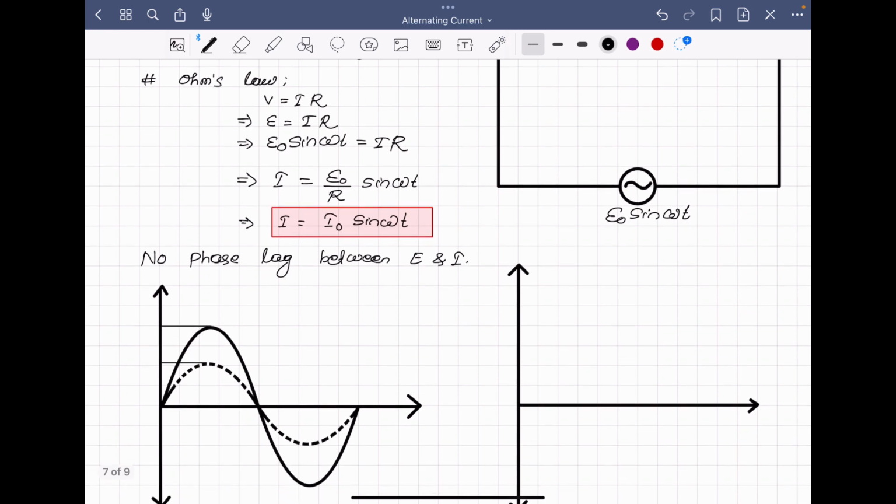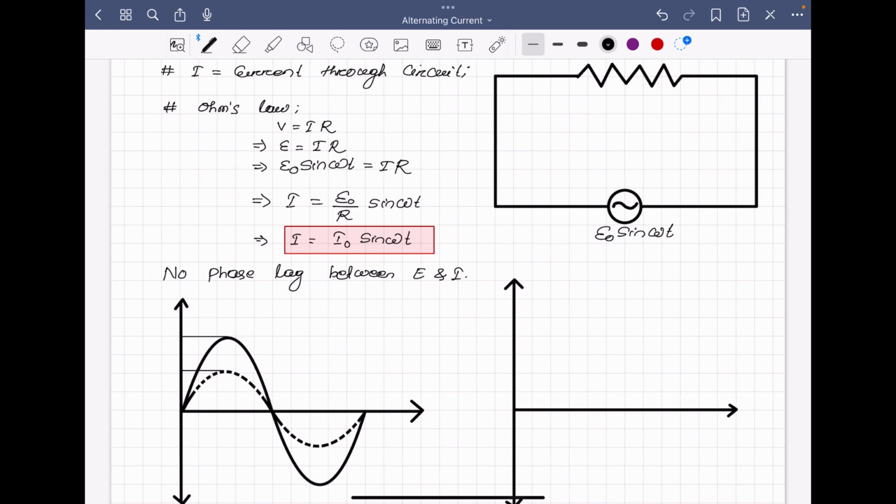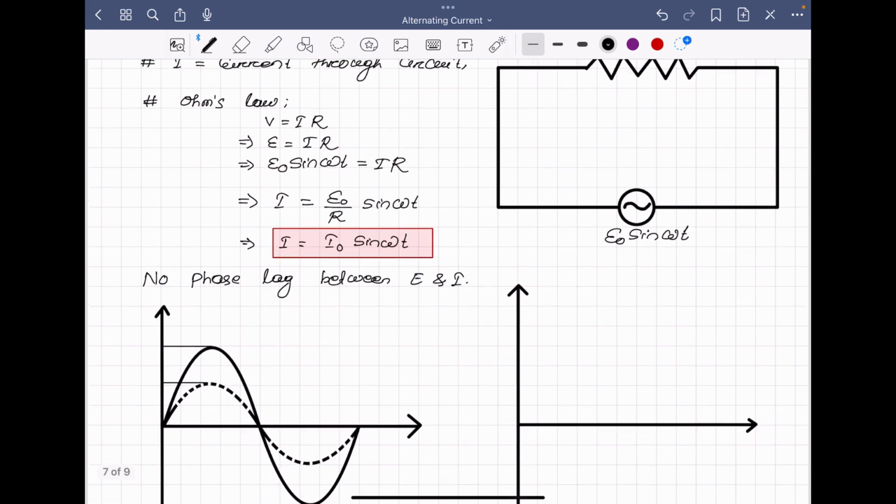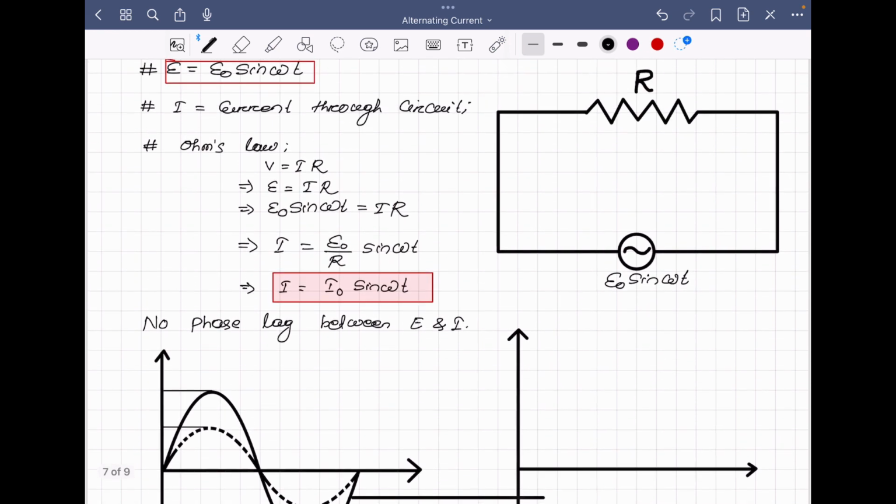Then how do you draw a phasor diagram? First of all, draw a graphical representation. In the graphical representation, just see, we have E equal to E naught sin omega t. Remember one thing, I equal to E naught by R. That means I naught is always less than E naught. Remember this one.